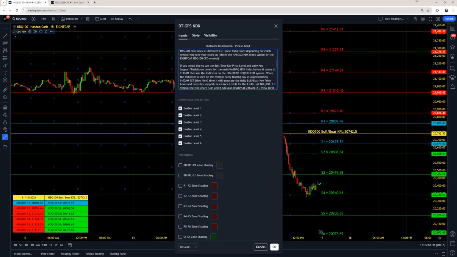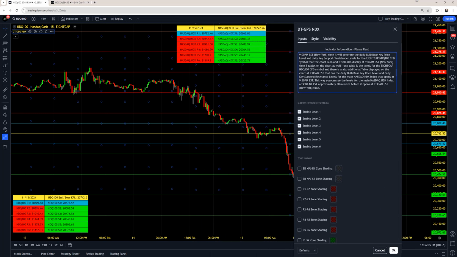If you would like to see the bull-bear key price level and daily key support and resistance levels for the main Nasdaq NDX index before it opens at 9:30 a.m. Eastern New York time, then use the indicator on the 8-cap NDQ 100 CFD symbol. When used on this symbol, every trading day the market is open at approximately 9 a.m. Eastern New York time, it will generate the levels for the symbol that it's on, and at 9 a.m. it will also display two tables, which I'll show you here.